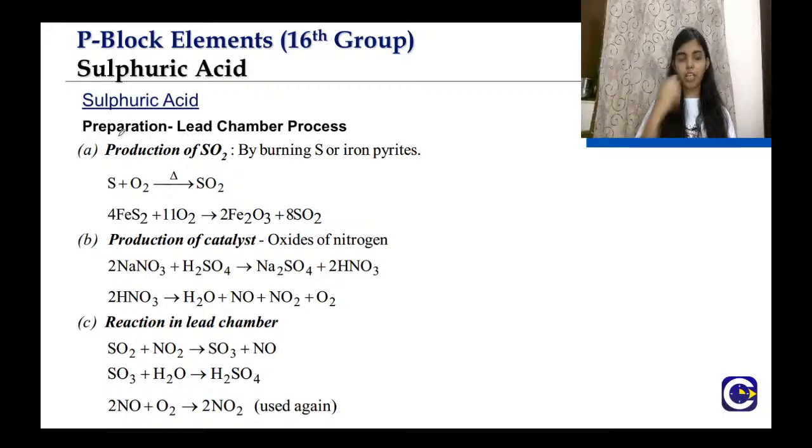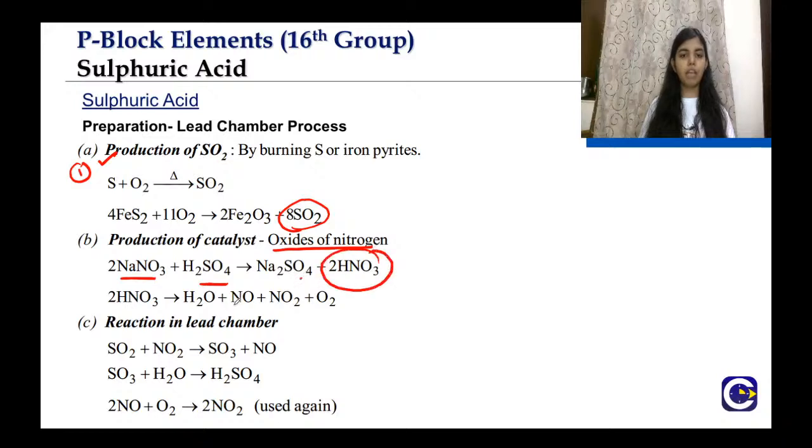Now its preparation. First we have to prepare SO2. So sulfur on direct heating with oxygen will give you SO2, right? Or if you say iron pyrite, basically if you treat it with oxygen, it will give you SO2. The first step is the production of SO2. Second step, if you consider production of the catalyst, that is basically oxides of nitrogen. So NaNO3 in the presence of H2SO4 will give you Na2SO4 plus HNO3. Now this nitric acid will decompose to give you nitrogen oxides, that is NO and NO2. So these basically act as catalyst in the formation of sulfuric acid.